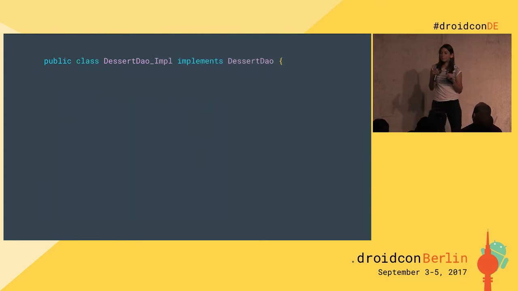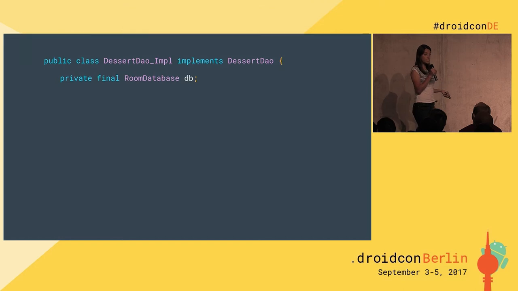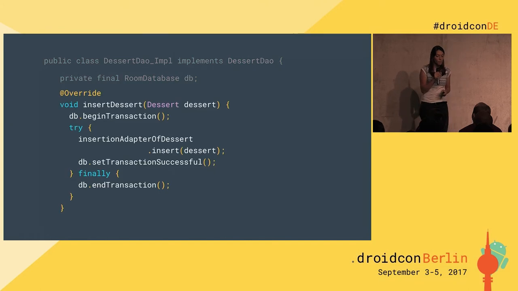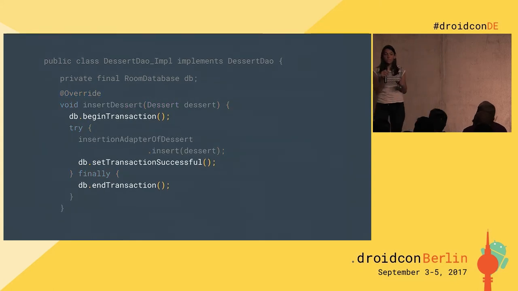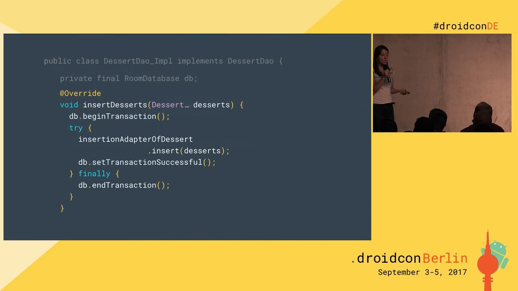So what Room does is provide the implementation for this class. It will generate it for you. And it will work with a Room database, which is actually an instance of the database that you defined before. And it will implement that method for you. So for example, when you want to insert a dessert, it will do begin transaction. It will insert that dessert in the database. It will set transaction successful, and then it will end it. What I really want you to notice here is that Room is the one that handles the transaction for you. So this means that if you want to insert a list of desserts, automatically Room will make sure that this is all happening in one transaction.